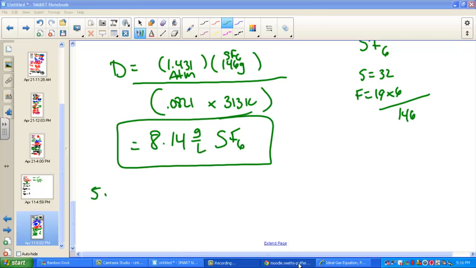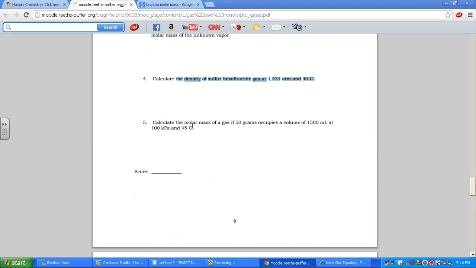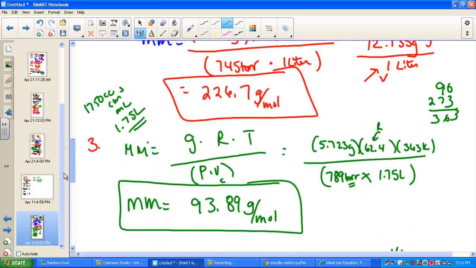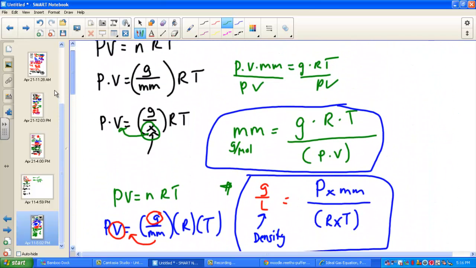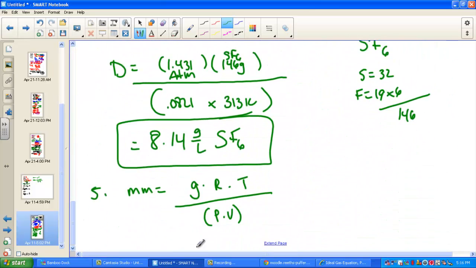Almost there, and one more. Number 5. Whoops, too far. Calculate the molar mass. 50 grams occupied a volume of 1,500 mLs. There's my pressure, there's my temperature. Pretty much plug them into the formula. Molar mass is found by taking grams times constant R times the Kelvin temperature over our product of P and V. We have that on our formula page. We derived it right at the start of the lesson, GRT over PV. Plug them in.